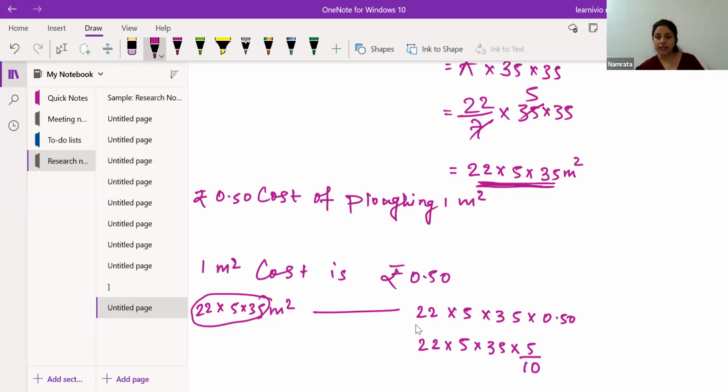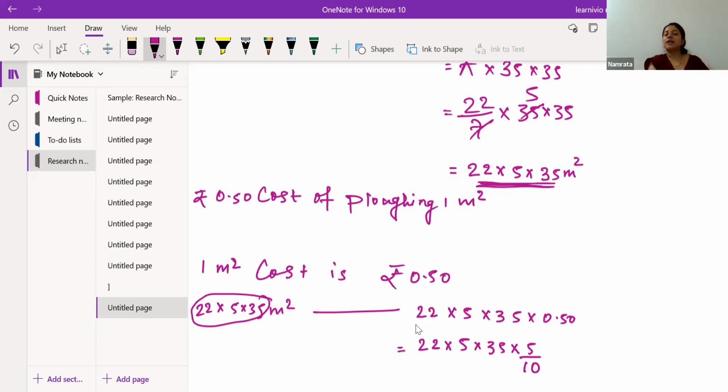Yes, Jasleen, I was telling that if one book's cost is 500 rupees, then 10 books' cost will be 10 into 500, or 20 books' cost will be 20 into 500, 50 books' cost will be 50 into 500. Similarly, here 1 meter square cost is given as 0.50 rupees. So we have to find our total area, 22 into 5 into 35. Suppose that is a very large number. That many meter squares' cost we have to find, so we just multiply it with 0.50, right?